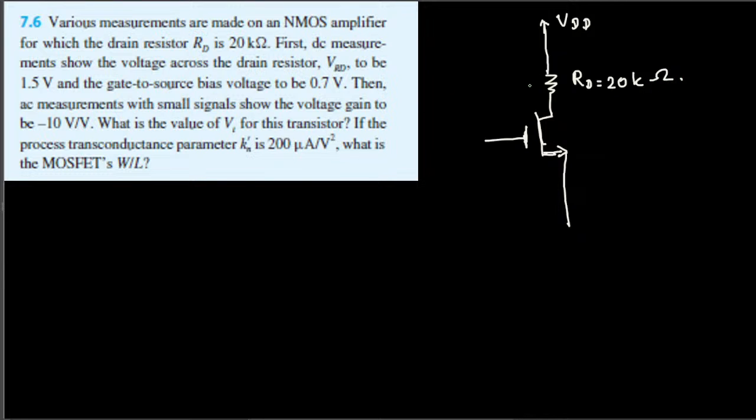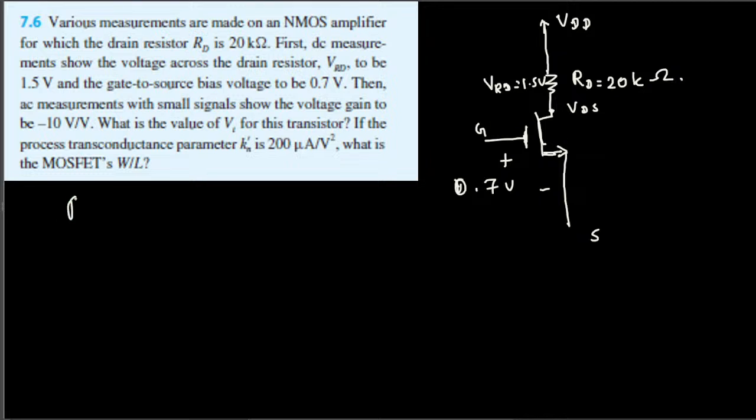VRD is basically VDD minus VD. This is the drain to source voltage. So this voltage right here is going to be VDS, and if you subtract this one from this one, that is the VRD, and that's given to be 1.5 volts. That is the voltage across the resistor, and we have the VGS provided, that is gate to source. This is our gate and this is our source, and VGS is going to be right here, that is 0.7 volts, and the gain is given by negative 10 volts per volt.